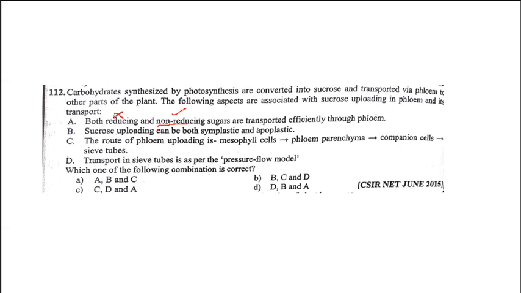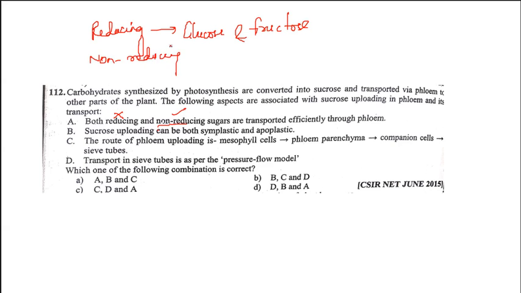Reducing sugar examples include what? Glucose, fructose. They are very reactive, so they are not transported. But non-reducing sugar, which is most abundant in the phloem tissue, that is sucrose, is transported. Clear? So the first one, A, is wrong, so the options containing A are wrong. So which is remaining? BCD is correct.